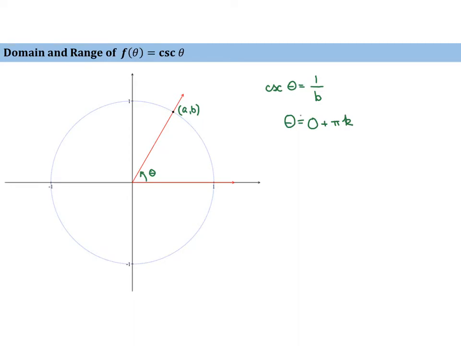So that means that theta should not be pi k, where k is an integer. So the domain will be all theta, where theta is a real number, and theta is not equal to pi k for integer k.